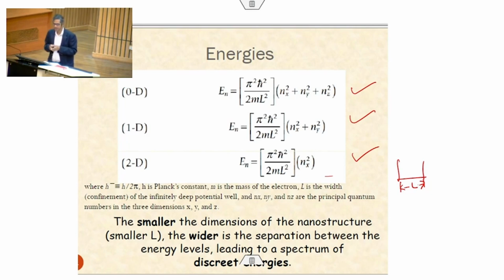Now, in a 0-dimensional structure, what can happen? A phonon bottleneck occurs in a 0-dimensional nanostructure. Phonons cannot move very easily in any direction. That is what is called a phonon bottleneck, because all energy levels are quantized or confined. Because of the confinement in the x, y, z directions, phonons cannot move.